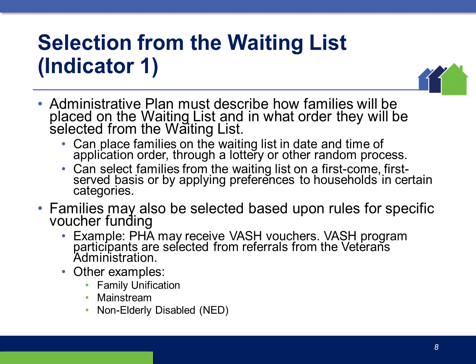Selection could also include the selection rules of a specific voucher funding source. For instance, VASH program participants are selected from referrals from the VA. Other programs with their own selection criteria include the Family Unification, Mainstream, and non-elderly disabled voucher programs.